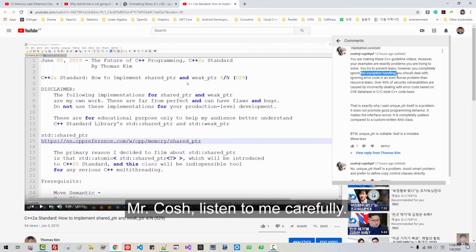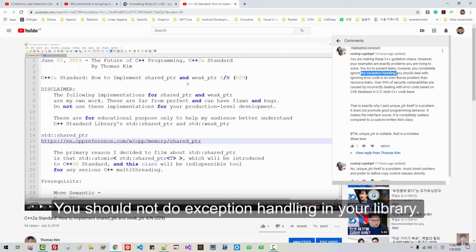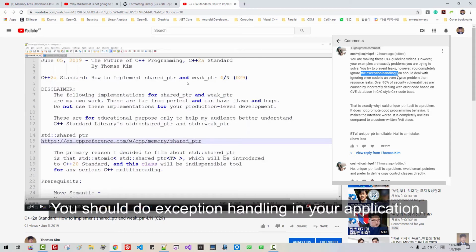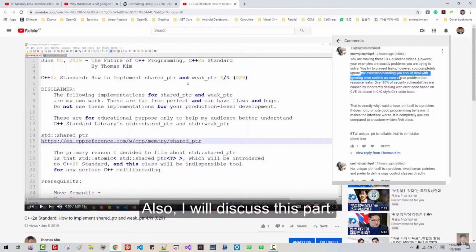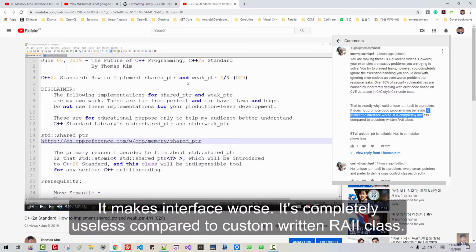Mr. Koshi, listen to me carefully. You should not do exception handling in your library. You should do exception handling in your application. You should let the exception propagate to the upper level. Also, I will discuss this part. It makes the interface worse. It's completely useless compared to a custom-written RAII class.